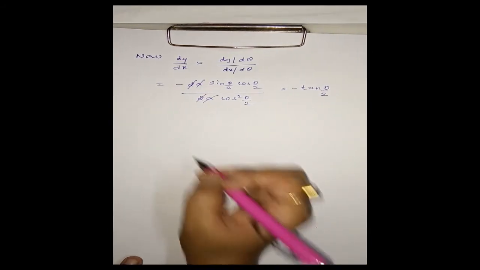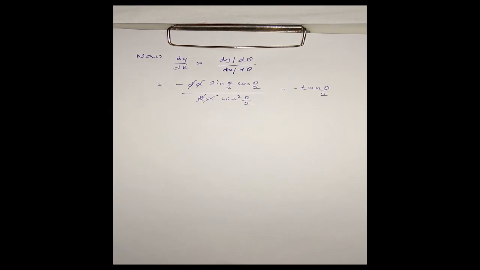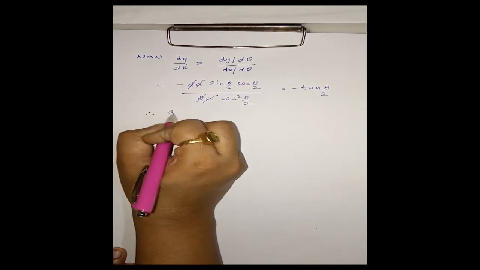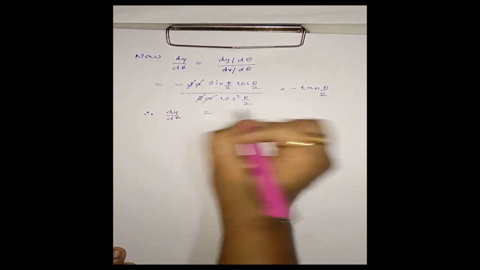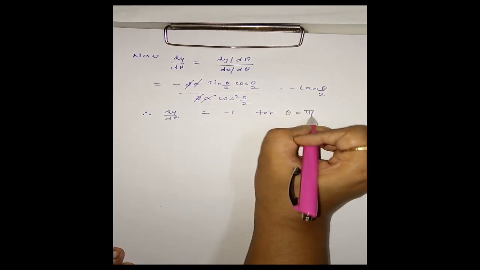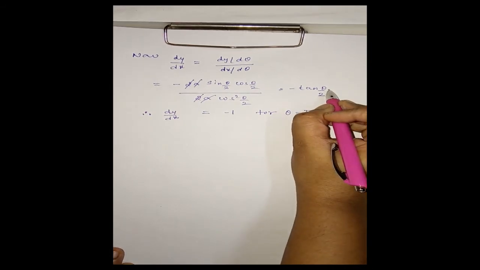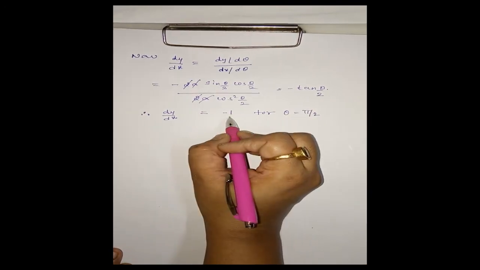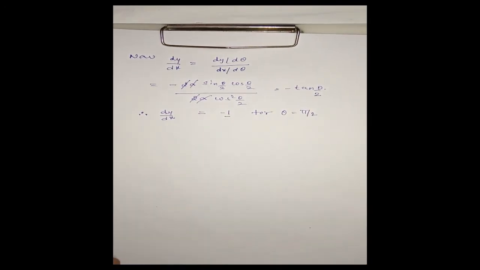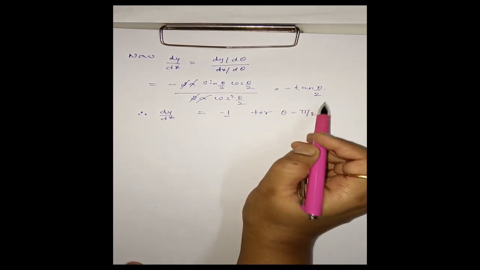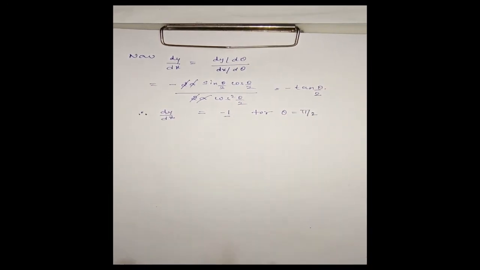Now we have to find the tangent and normal at the point θ is equal to π/2. Therefore, dy/dx is equal to minus 1 for θ equal to π/2. When we take θ to be π/2 here, we will have tan π/4, and tan 45° is 1, and here we have minus tan 45°. Therefore, minus 1 here. Okay.